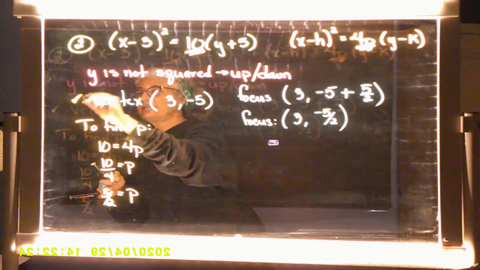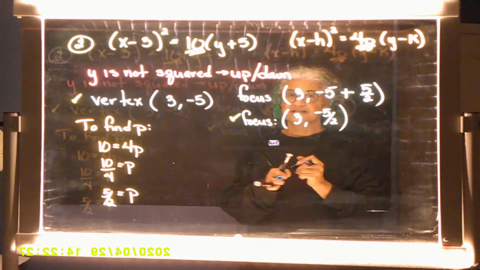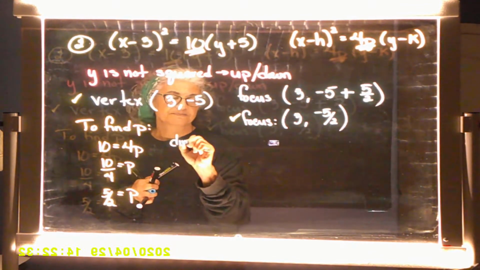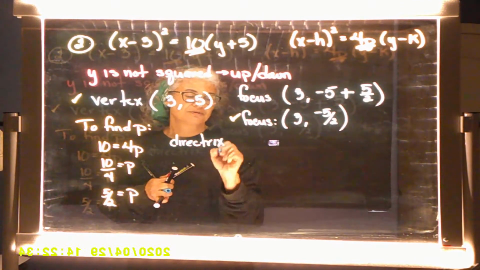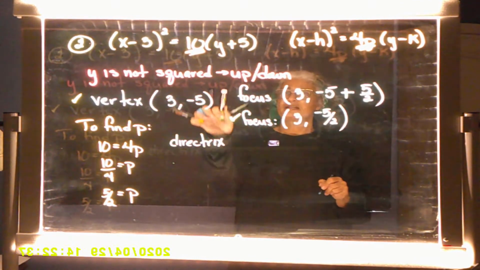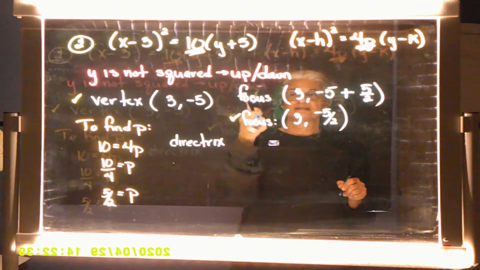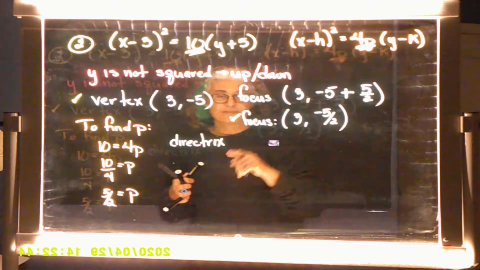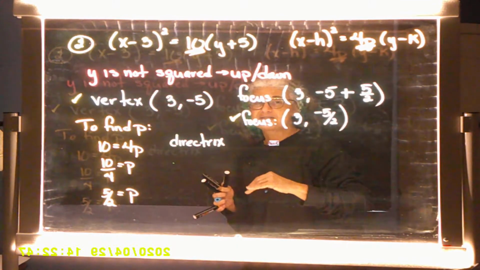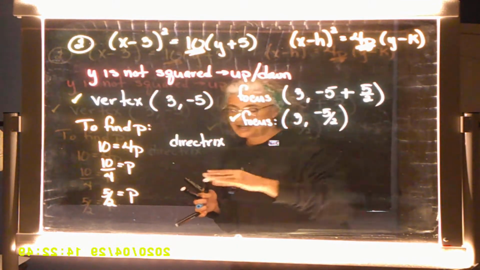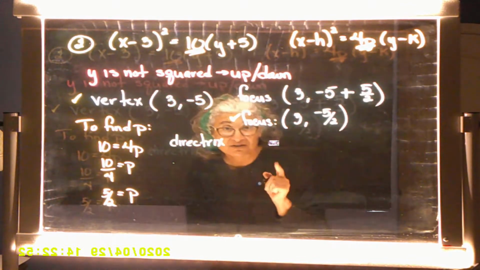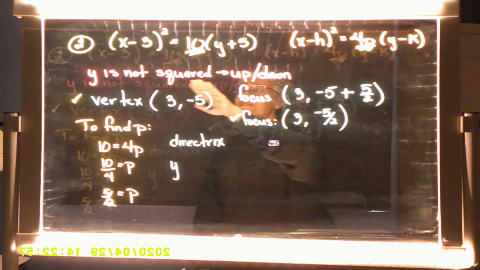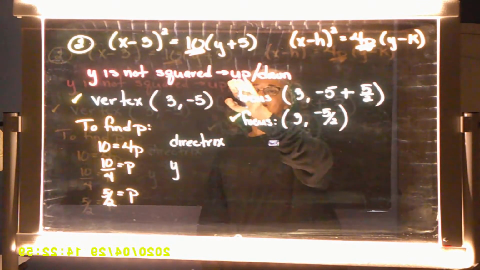Got it. Vertex found. Check. Focus found. Check. One more thing to find. Yep. You still need to find the directrix. So, remember, this is a parabola either going up or down, isn't it? So since it either goes up or down, your directrix being outside means it's going to be what kind of line? Yeah, it's a horizontal line. And horizontal lines start with what variable? They start with y. Remember, the y not being squared tells me this is up or down.